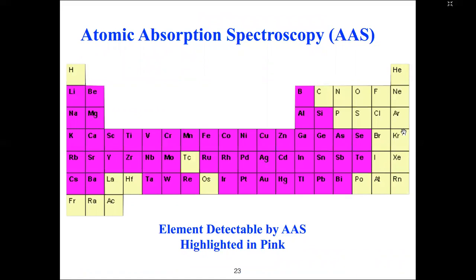So this is the slide which shows the significance of atomic absorption spectroscopy and elemental detection. The elements highlighted in pink color are those which can be detected using atomic absorption spectroscopy. As you can see, there are several elements that can be detected using atomic absorption spectroscopy. So certainly the technique has several advantages.